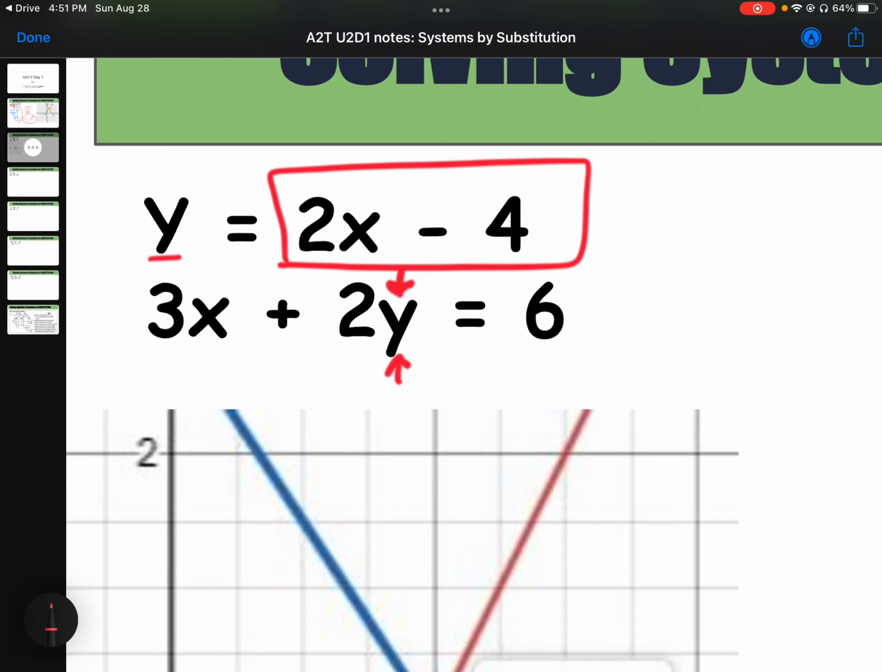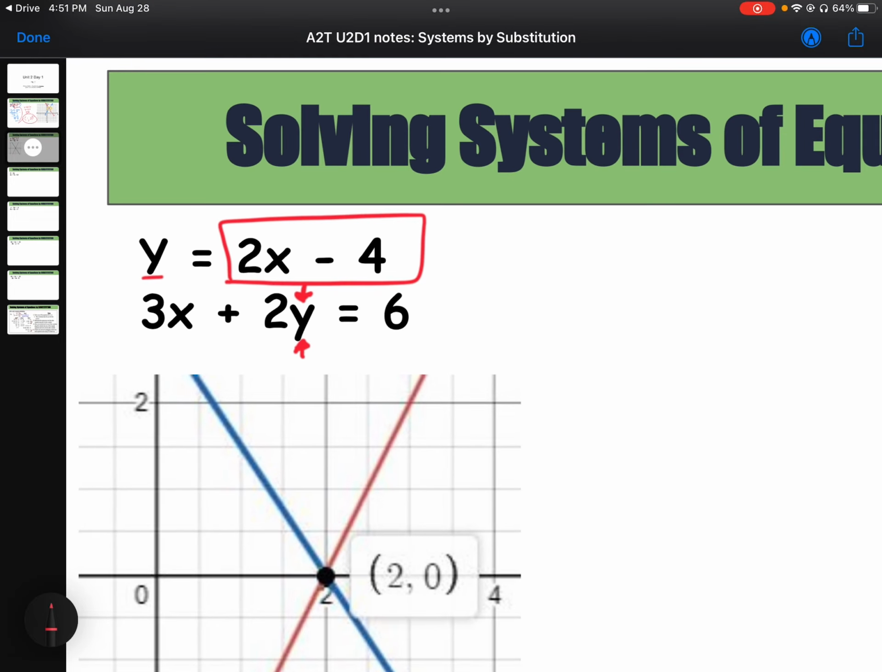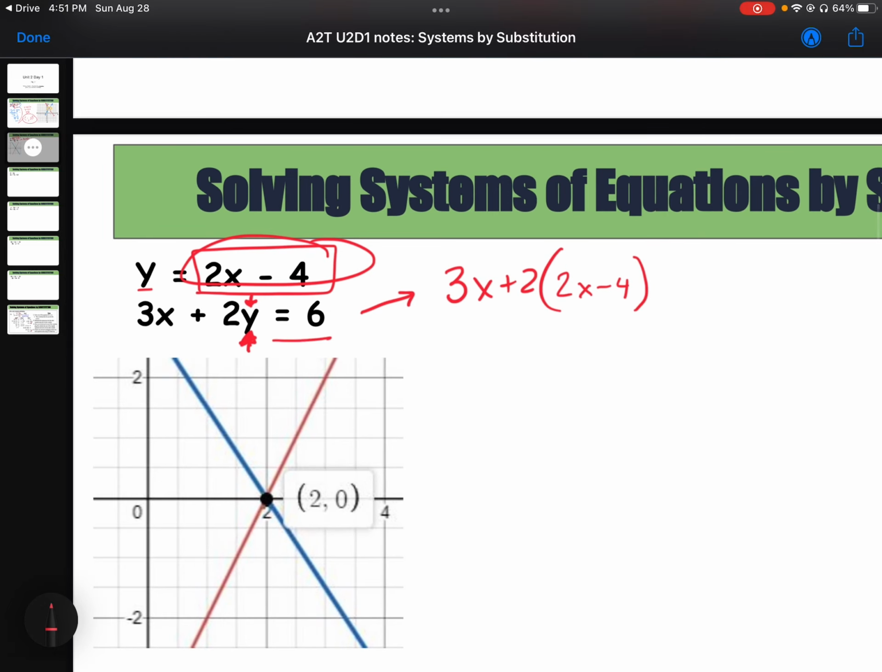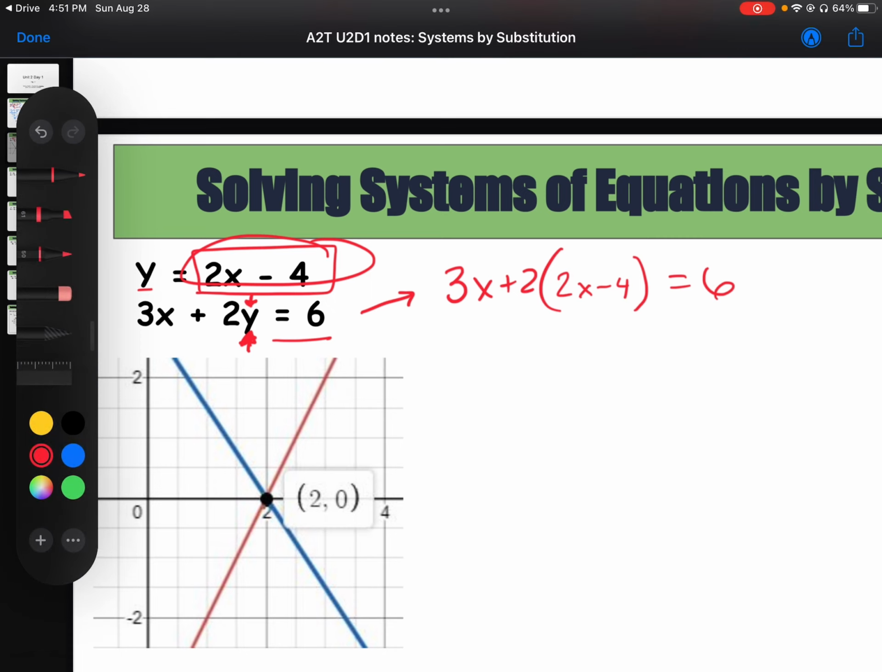So this y here, I'm not going to rewrite it. When I rewrite the second equation, I have 3x plus 2. I'm replacing this y, so I'm going to open parentheses, and I'm replacing it with 2x minus 4. Then finish writing the equation equals negative 6. Notice at this step, I only have x's. So let's go ahead and distribute and solve for x.